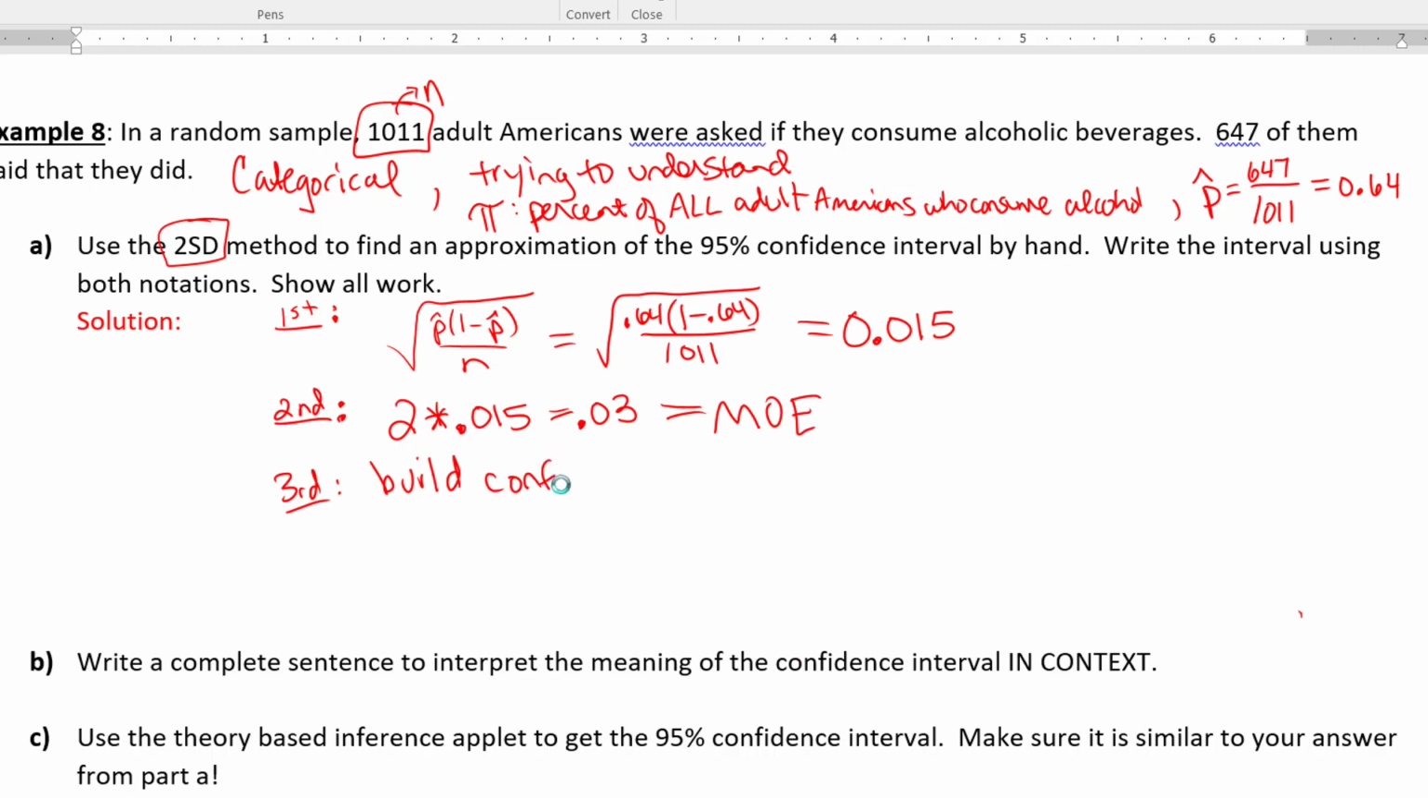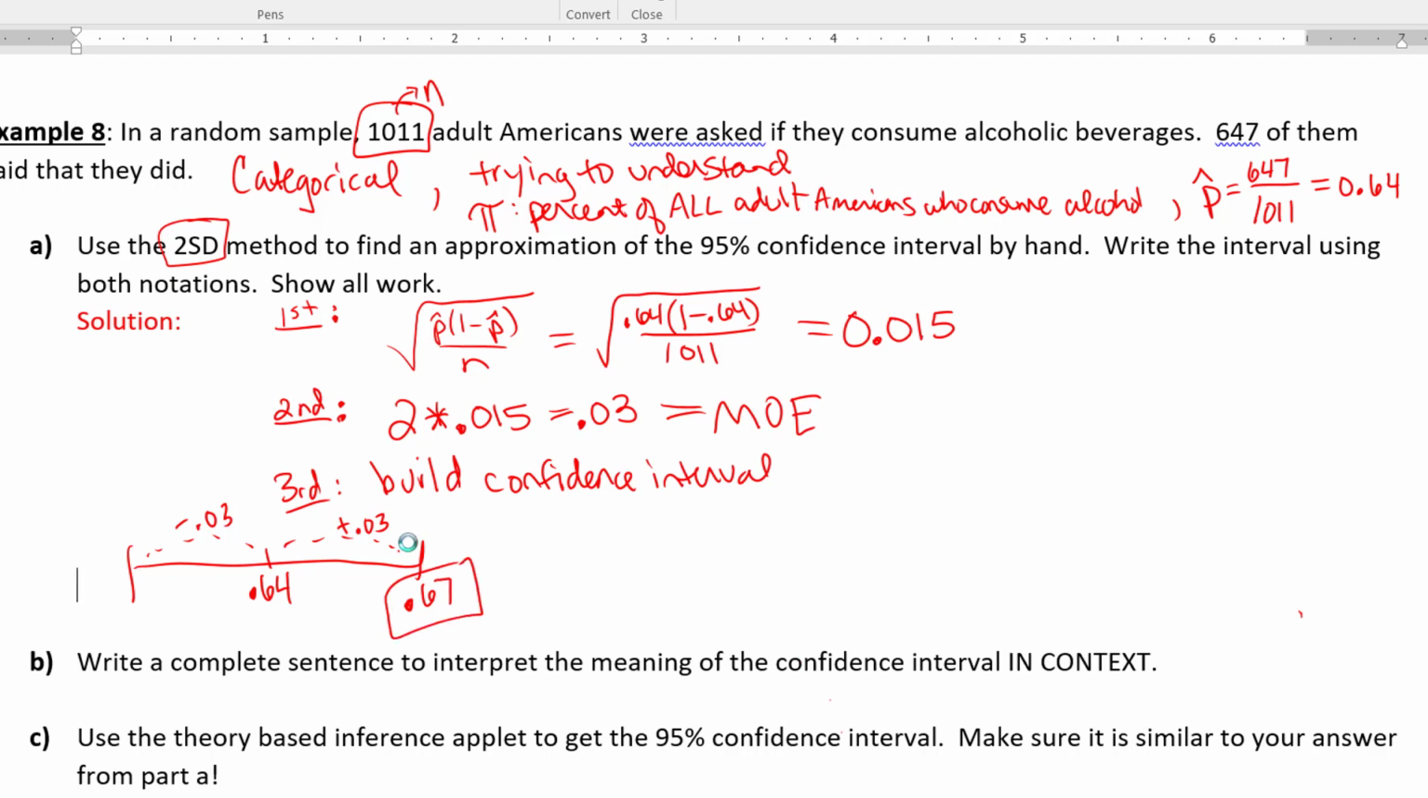Third, you can now build your confidence interval. You have everything you need. So in the center of our interval is always our sample statistic, which was 0.64. We have our margin of error, which is 0.03. So I add 0.03 and I subtract 0.03. So we have 0.67 on the upper end and 0.61 on the lower end. So our 95% confidence interval estimate for pi is that it is 0.61 up to 0.67. That's our interval notation.